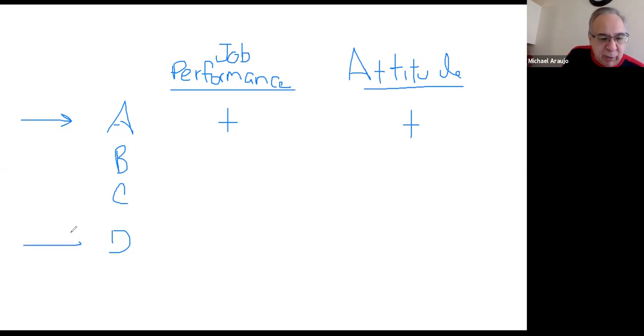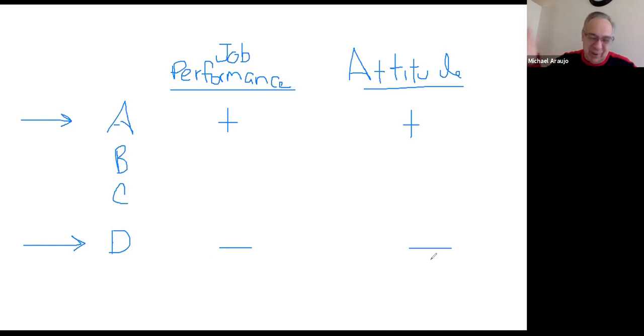On the other extreme, employee D. Employee D has a negative attitude and a negative job performance. So not only are they not doing their job, but they don't care. So employee D, people like employee D, we simply just terminate. And we don't like to use the word terminate anymore. What do we call it? We're just going to free up their future, right? They're obviously in the way. They'd rather be doing something else.